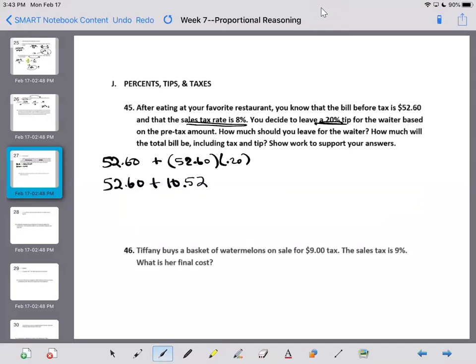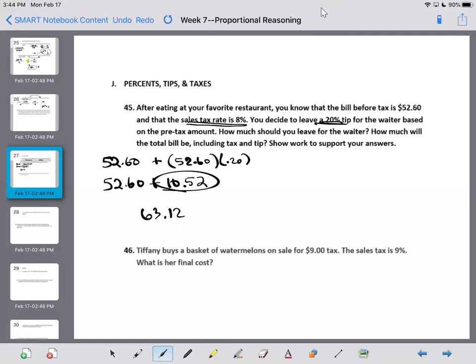Well, we're going to add that to the $52.60, which is your total bill, and that's going to be $63.12. So how much would you leave for the waiter? Around $11, $10.52. How much would the total bill be?